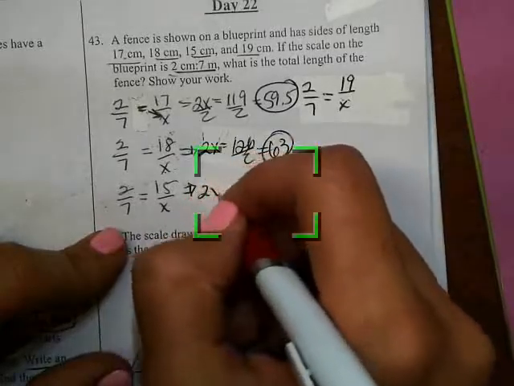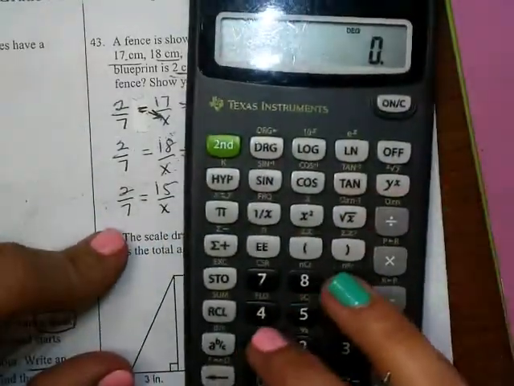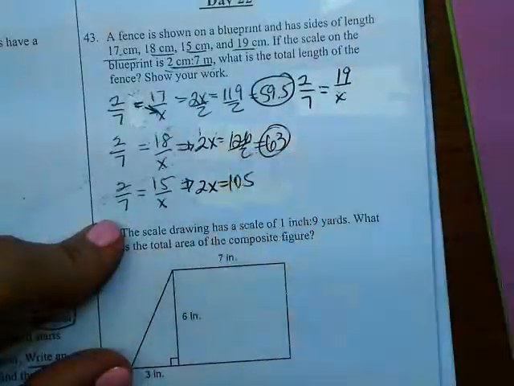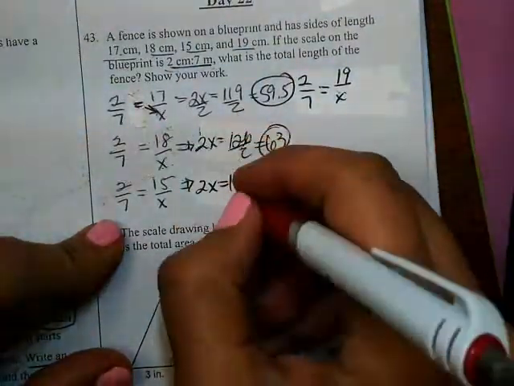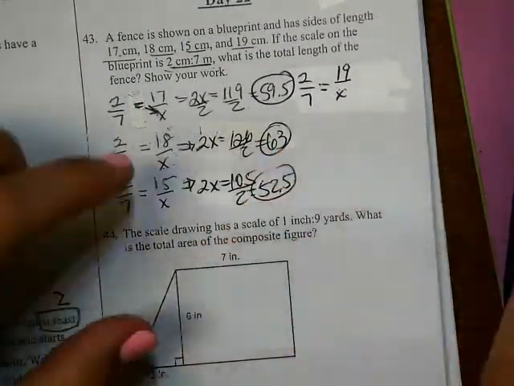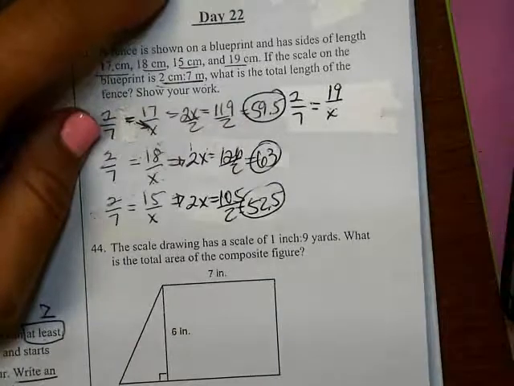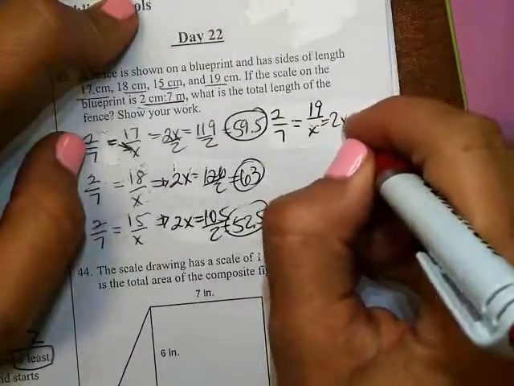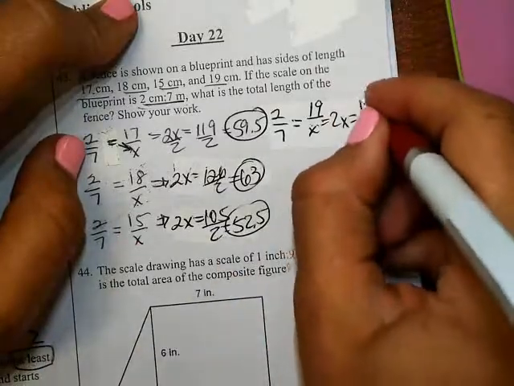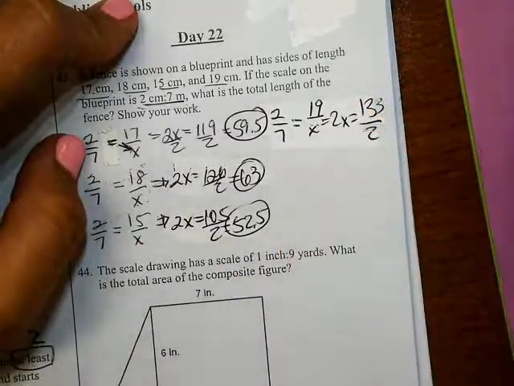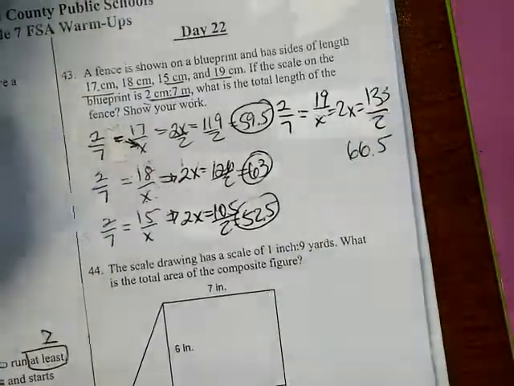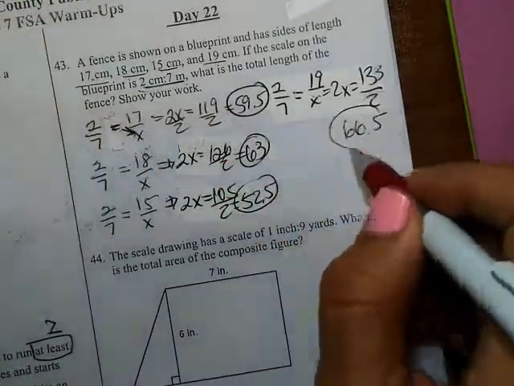All right, so then you have 2x is equal to 15 times 7, which is 105, divided by 2 is equal to 52.5. Lastly, 2x is equal to 19 times 7, which is 133, divided by 2 is 66.5. Okay, so now, these are the new measurements.